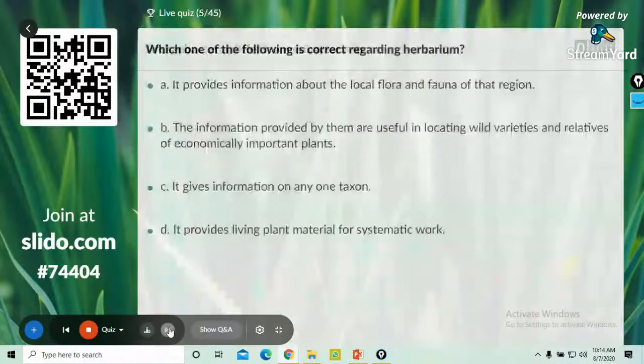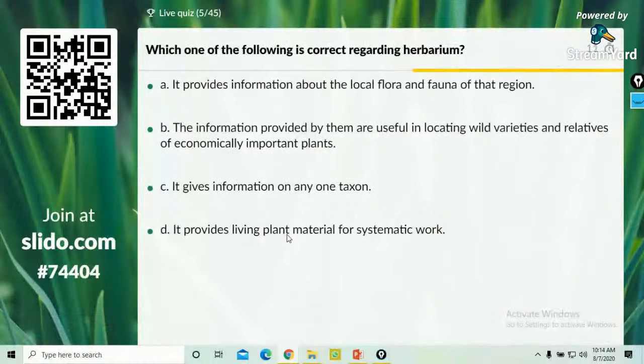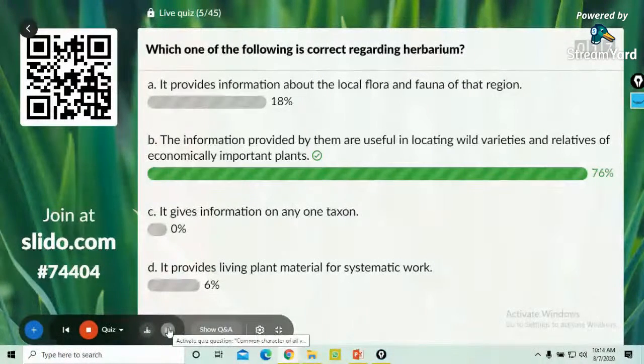Fifth question on the screen. Which one of the following is correct regarding herbarium? Option A, it provides information about the local flora and fauna of that region. B, the information provided by them is useful in locating wild varieties and relatives of economically important plants. C, it gives information on any one taxon. Option D, it provides living plant materials for systematic work. The correct answer was given by 76% of the students. It provides information which is useful in locating wild varieties and relatives of economically important plants.